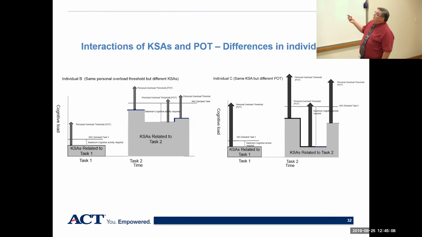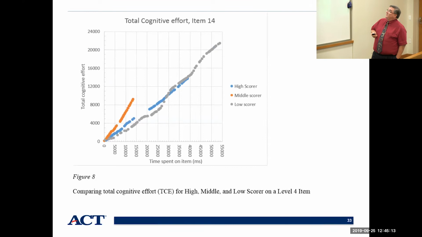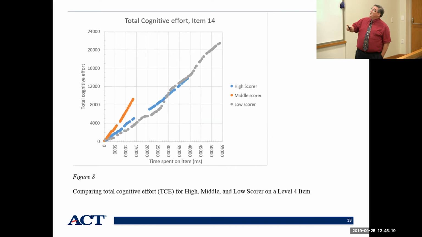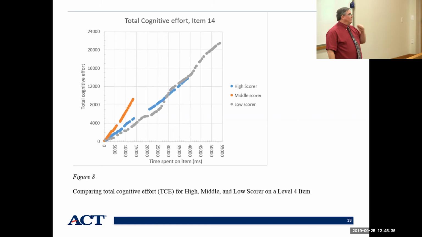Now, here are three individuals. These are going to be the same three individuals for a series of slides. The high score, you're going to notice, is in blue. The low score, this is a level 4 item, so this is just beyond what he scored. He scored a 3, this is a level 4. But he's certainly engaging in a lot of effort. Notice that the middle score, it's got a really steep line. He engages in high effort all the time. Every item has a steep slope.